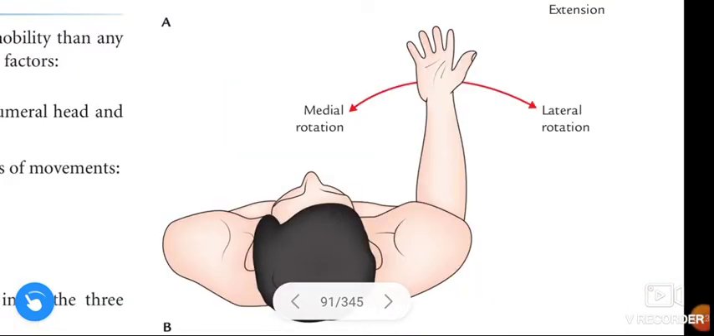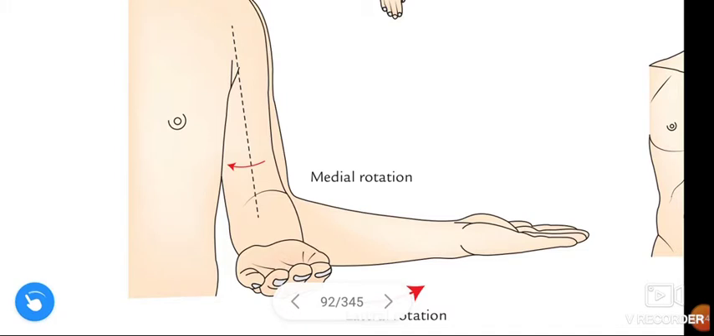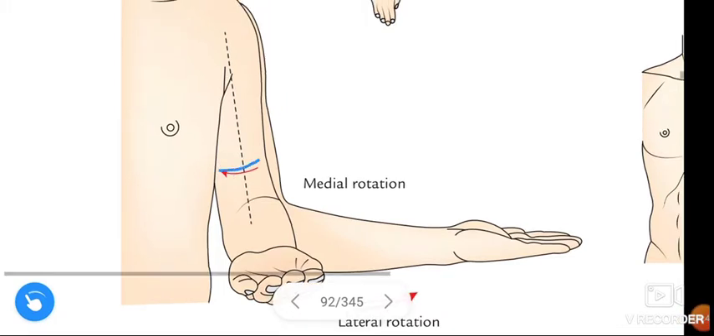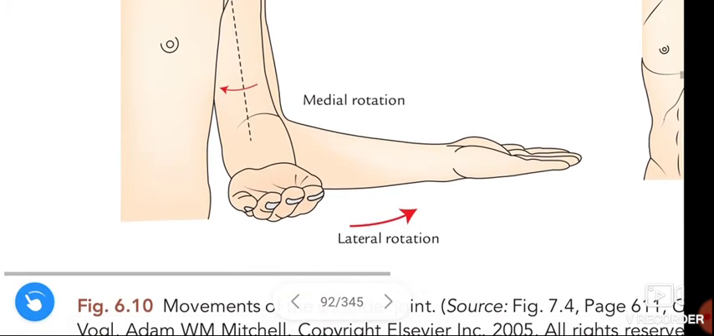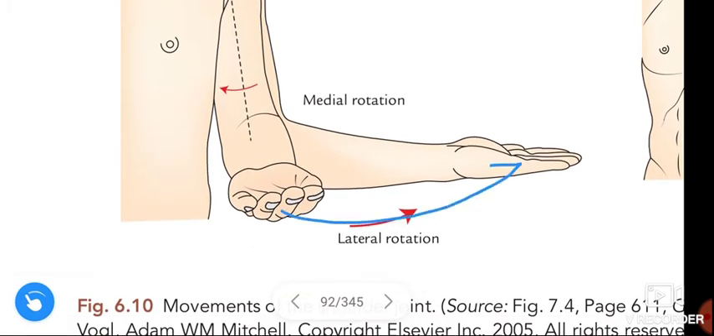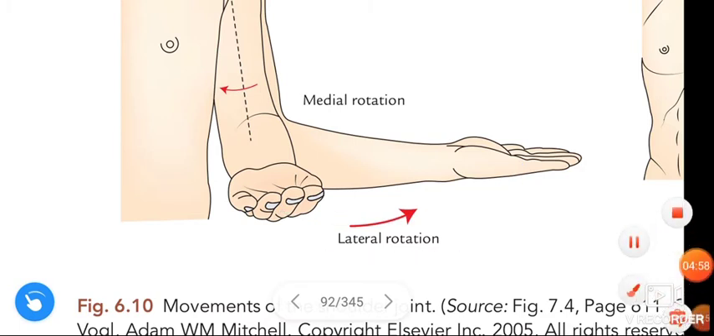See here, when the movement of your hand is in this direction, that is medial rotation. When the movement of your hand is in this direction, that is lateral rotation. Again, in this direction that is medial rotation, and in this direction that is lateral rotation.